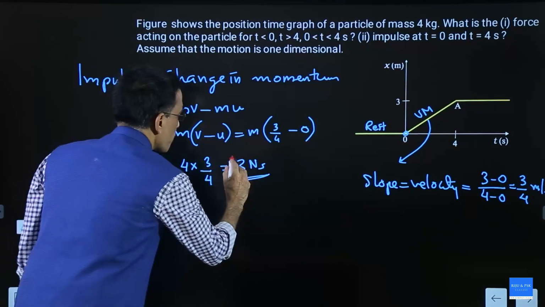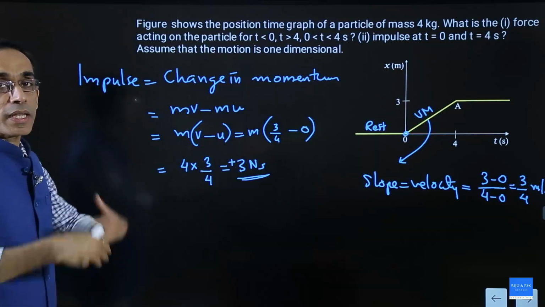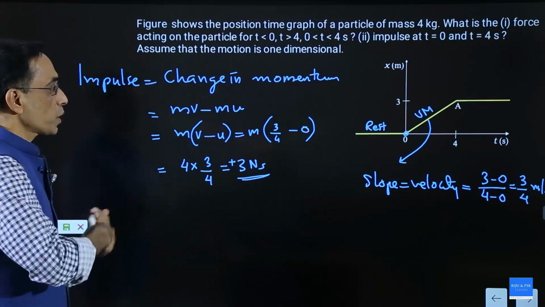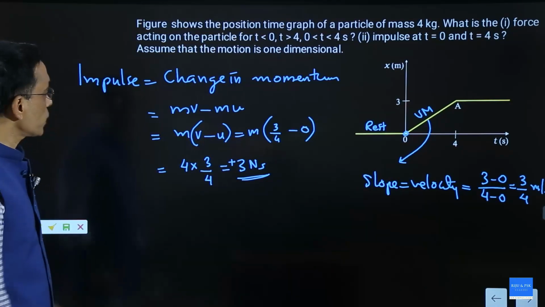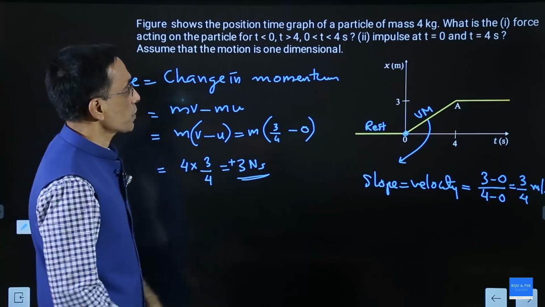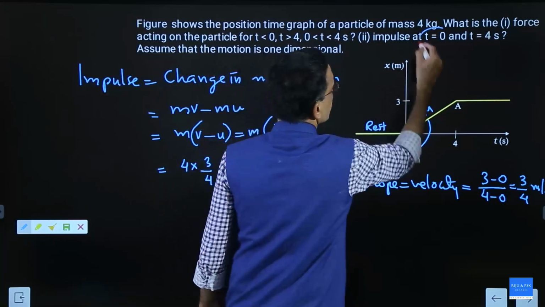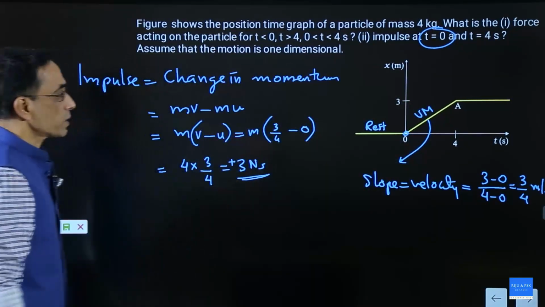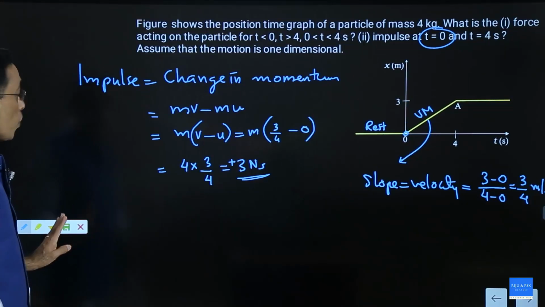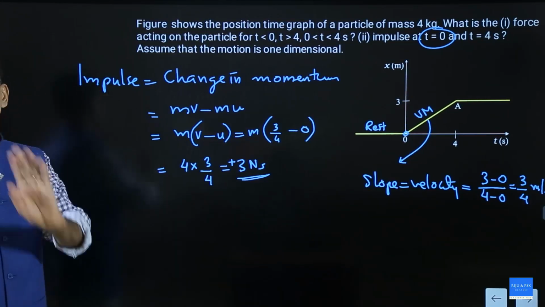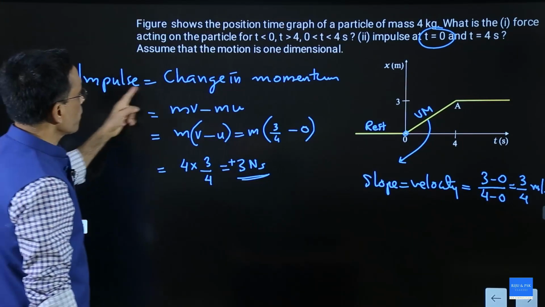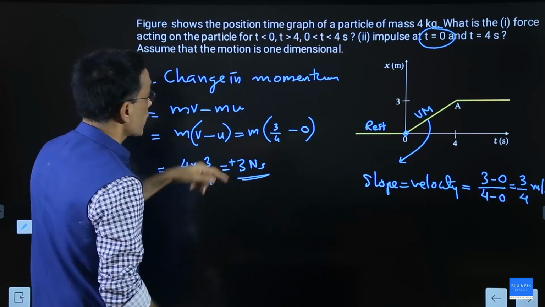So this is 4 into 3 by 4, which gives you 3 Newton second. A positive impulse means the body speed increased. From 0, it started moving. So this is the impulse at t equal to 0. Impulse at t equal to 0 is equal to 3 Newton second. Okay. What is impulse at t equal to 4 seconds? Same thing, impulse is change in momentum, mv minus mu.